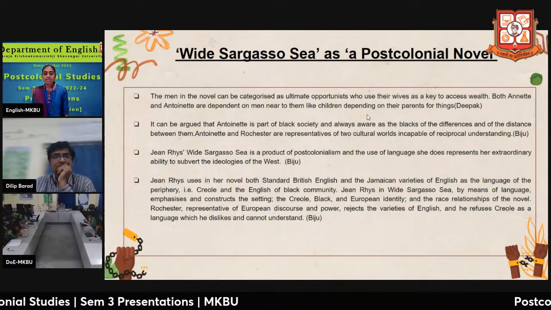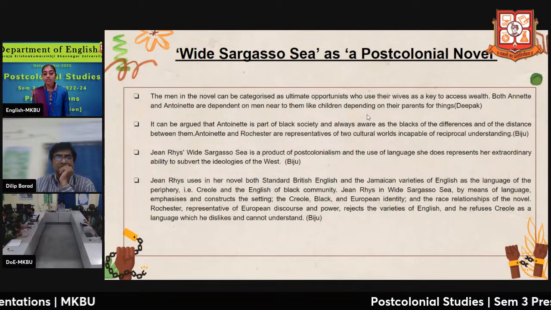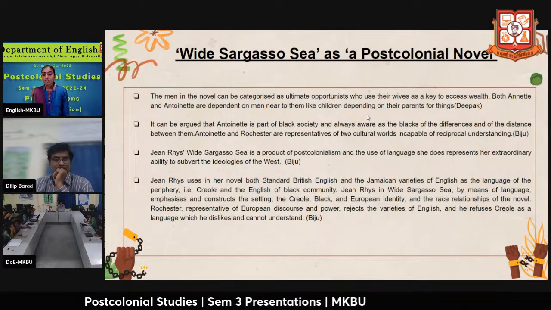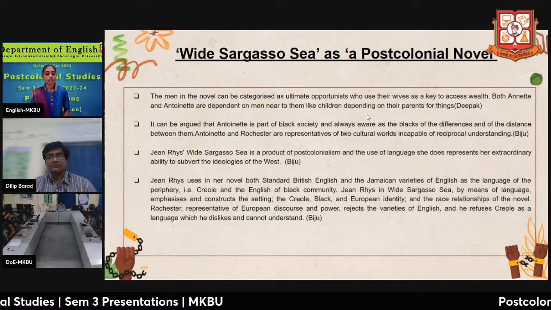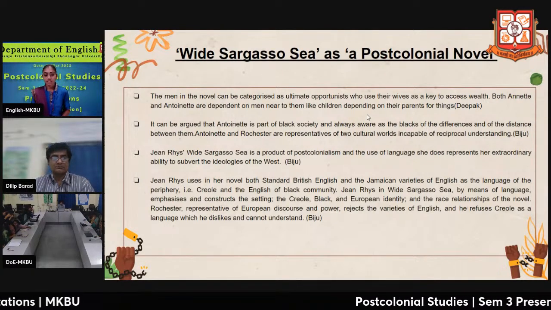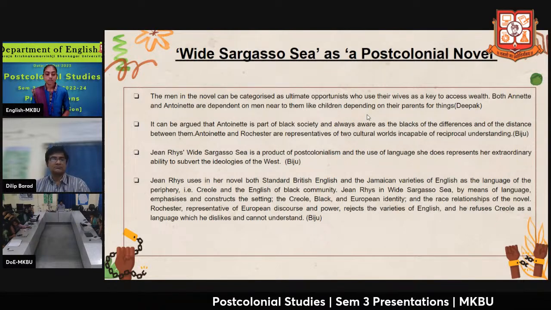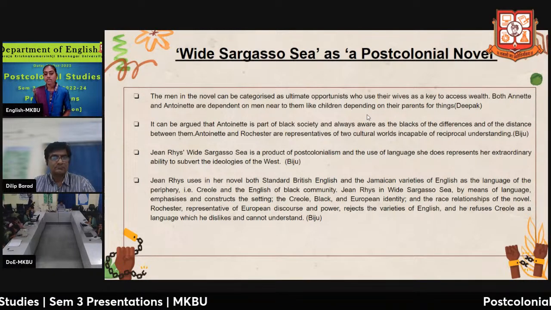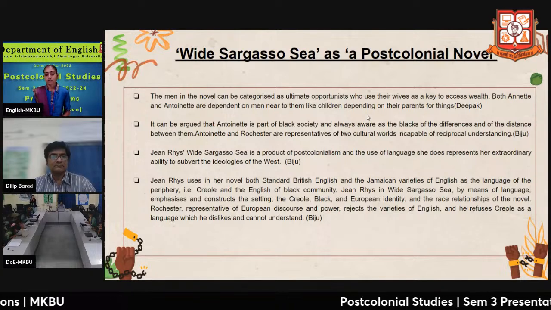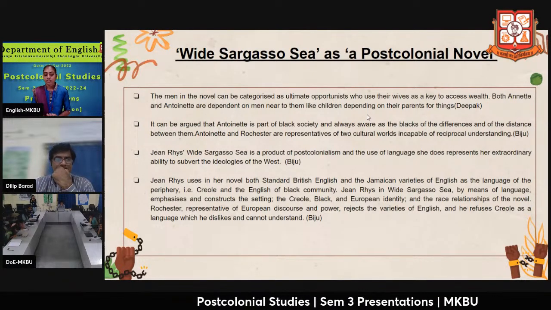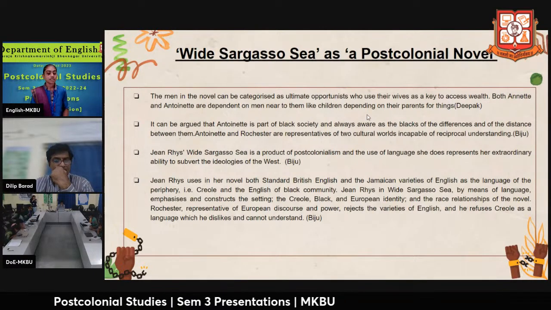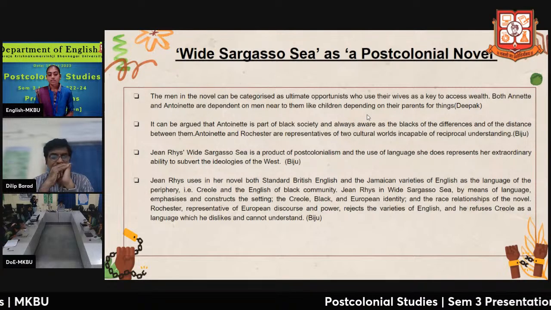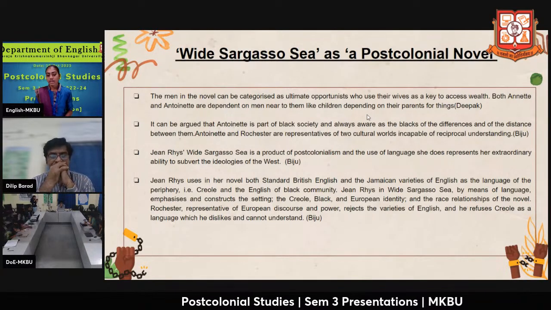In Jean Rhys's Wide Sargasso Sea, a product of post-colonialism, the language is also representing an extraordinary ability to subvert the ideologies of the West. Rhys uses in her novel both standard British English and Jamaican varieties of English as the language of the periphery. Gendered in Wide Sargasso Sea by means of language emphasizes the construct of setting the Creole, Black, and European identity.